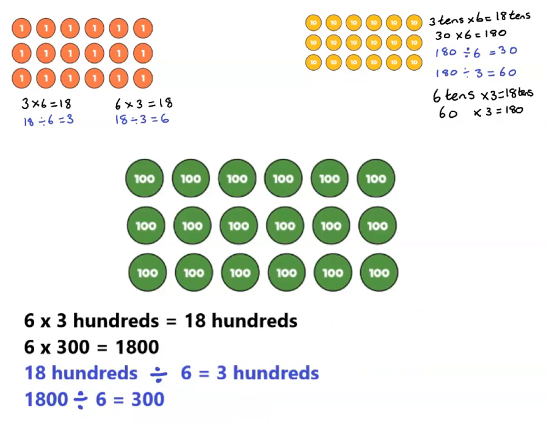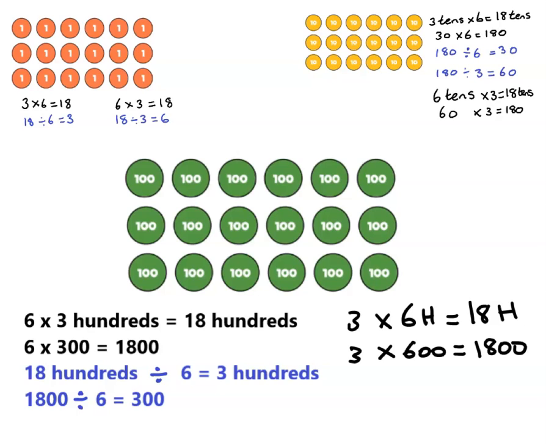Do you see that? Take a moment to write the other multiplication sentence and division calculation that can be written using the hundreds array. We can write 3 times 6 hundreds is equal to 1800s. The division calculation is 1800s divided by 6 is equal to 300s.